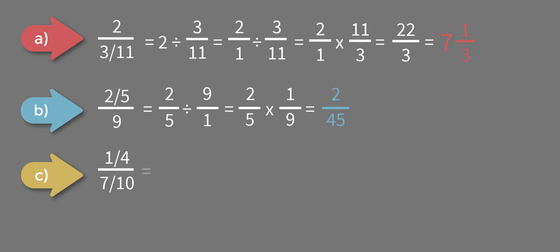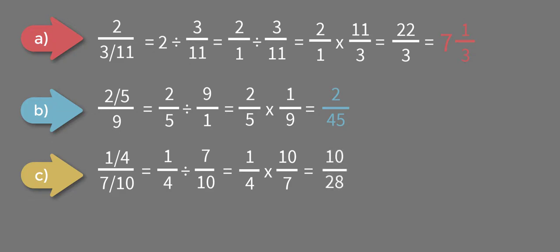All right, 1/4 divided by 7/10. We'll write that out: 1/4, division symbol, 7/10. We multiply by the reciprocal. We get 1/4 times 10/7, which equals, multiply across the top, multiply across the bottom, 10 over 28. And then we'll simplify that. That's 5 over 14.